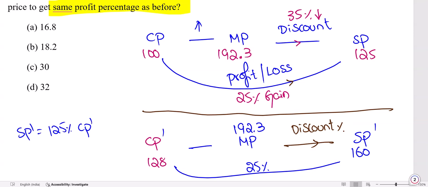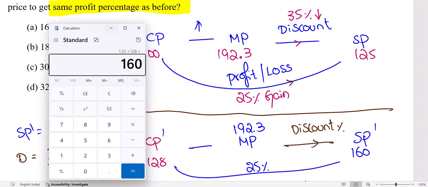Discount, this arrow mark you just observe. Discount, before that, what is there? Marked price, the starting point. For profit and loss, the starting point is cost price. So discount percentage is discount with respect to marked price. What is the discount? Approximately 32.3 divided by 192.3 into 100.